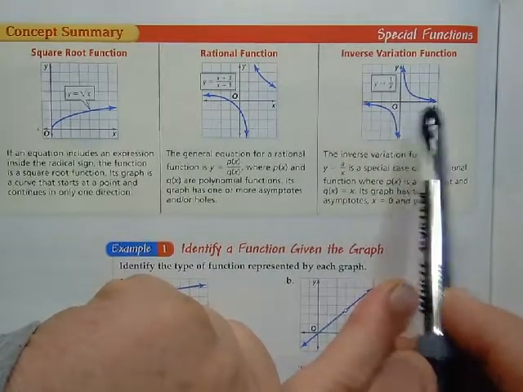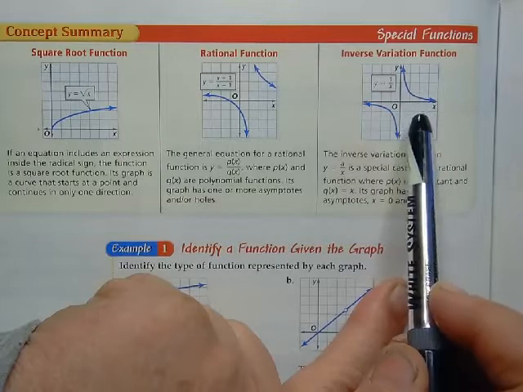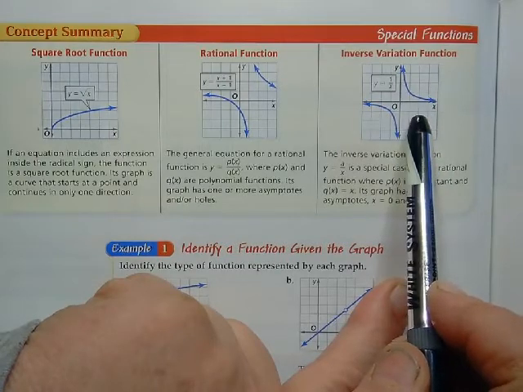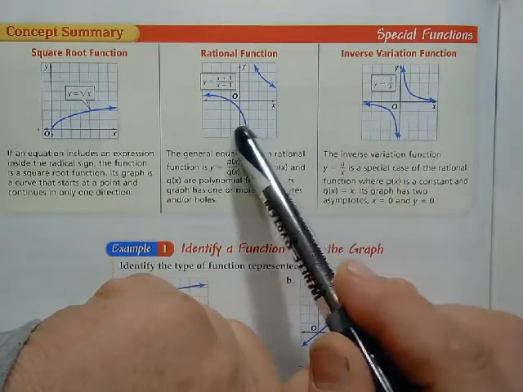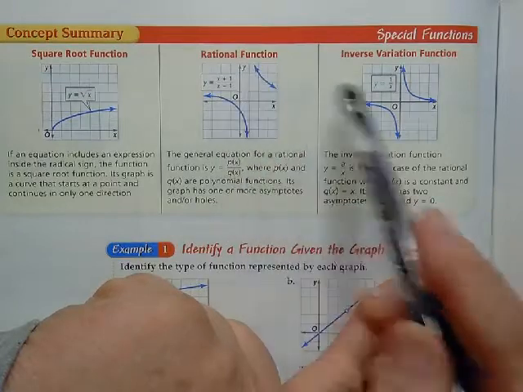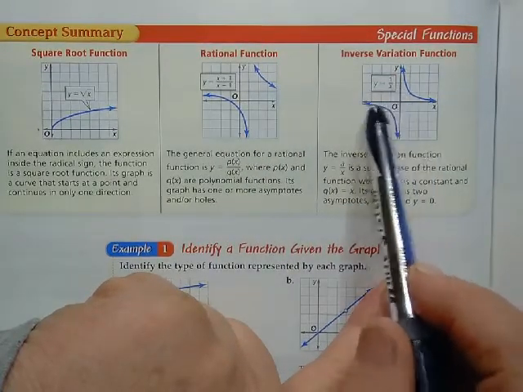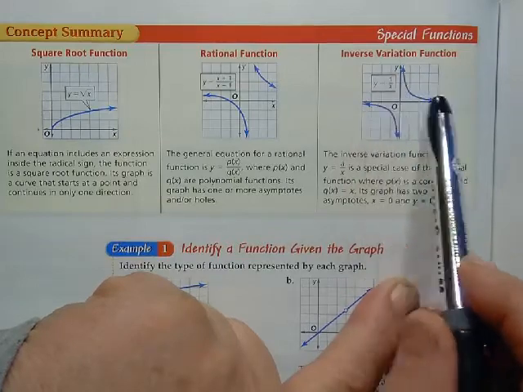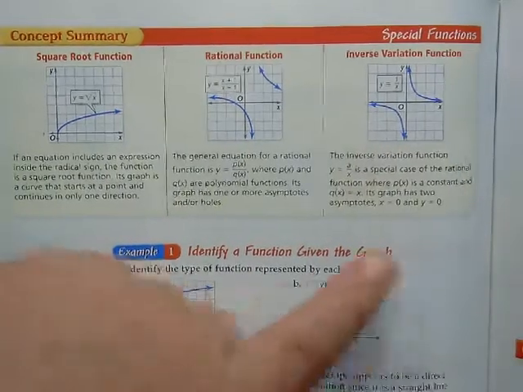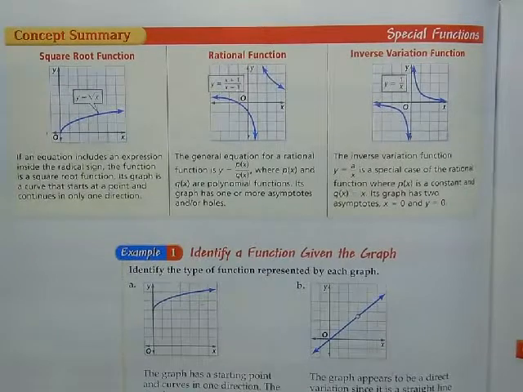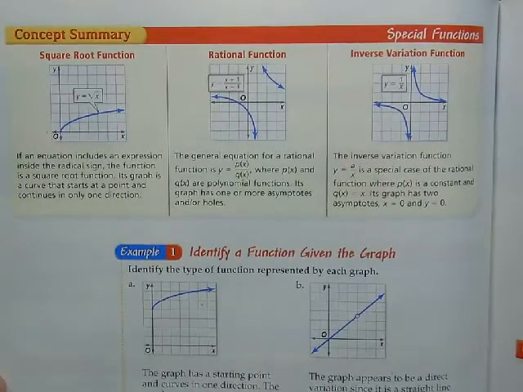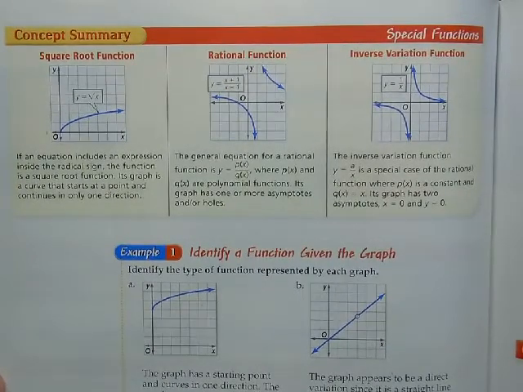So yes, this is a rational function as well, but it's a very specific kind of rational function. Rational functions may shift up and down and so forth, but an inverse variation simply has x on the bottom, and the y-axis and the x-axis are your asymptotes. Now, these are 9 of the functions that you are dealing with this year on this assignment.